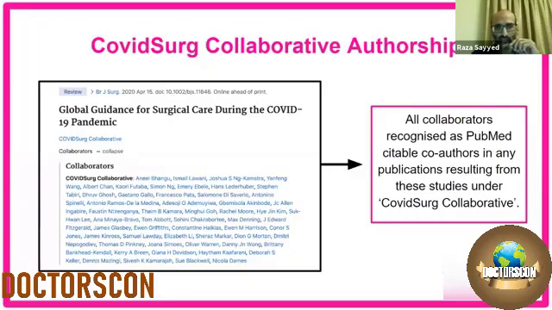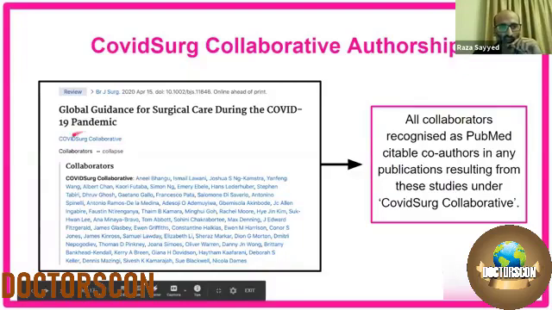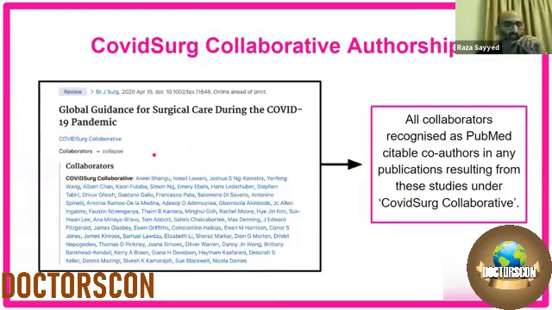The collaborative authorship, as I explained, the study goes under the authorship of COVID Surg Collaborative, and in a supplement, all the contributing authors who contributed data will be part of the authorship group, and this is PubMed citable, and obviously these are going to be high profile publications with multiple citations. So this is an opportunity to get yourself better on the authorship ladder.